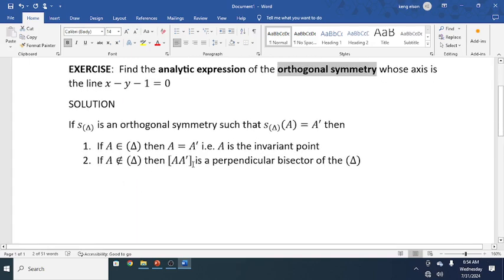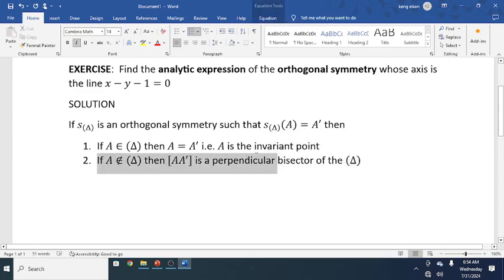We have to use the fact that the line segment AA prime is a perpendicular bisector of the axis. In other words, we can split this second case into two different cases. The first case will be that the line AA prime is perpendicular to the axis, or we say the vector AA prime is perpendicular to the direction vector of this line. Then the second condition is going to be that the midpoint of AA prime belongs to this line.